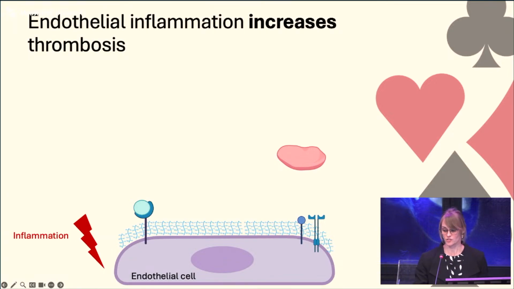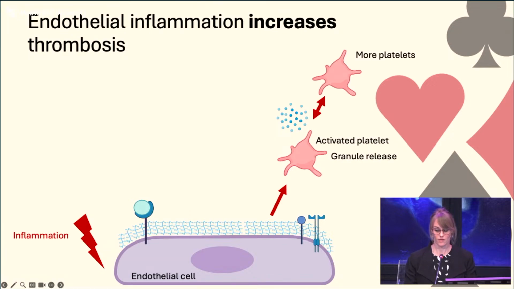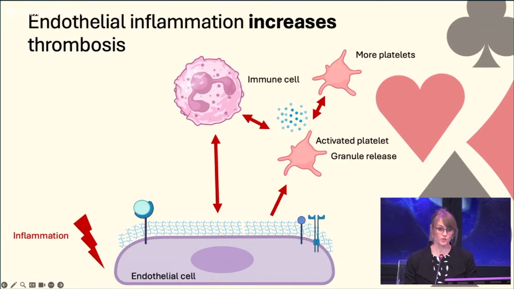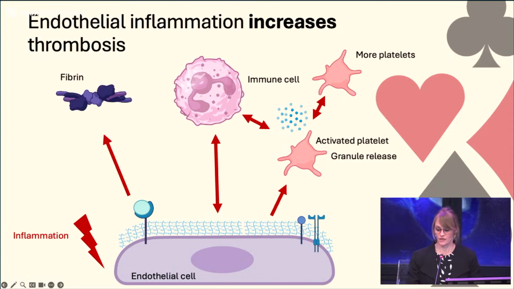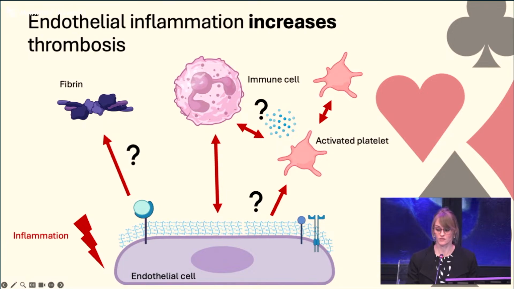In endothelial inflammation, a common underlying condition in diseases like stroke or heart attack, the endothelial cells can no longer sufficiently inhibit platelet activation. The activation of platelets and release of granules leads to the recruitment of more platelets and immune cells that can further enhance the endothelial inflammation. In addition, endothelial cells in inflammation can no longer sufficiently block the formation of fibrin. All of these processes lead to an increased risk of thrombosis in inflammatory diseases. However, how these mechanisms are altered in inflammation is not very well understood.